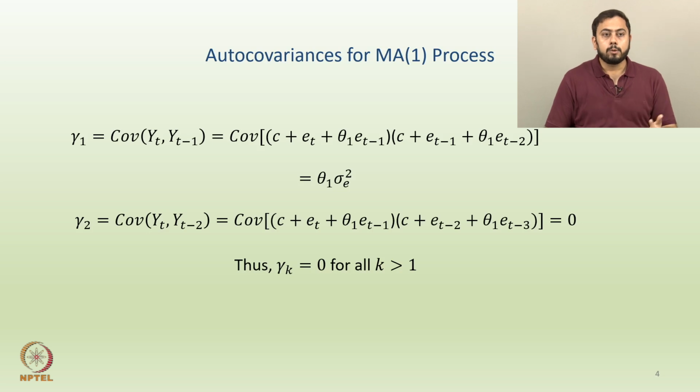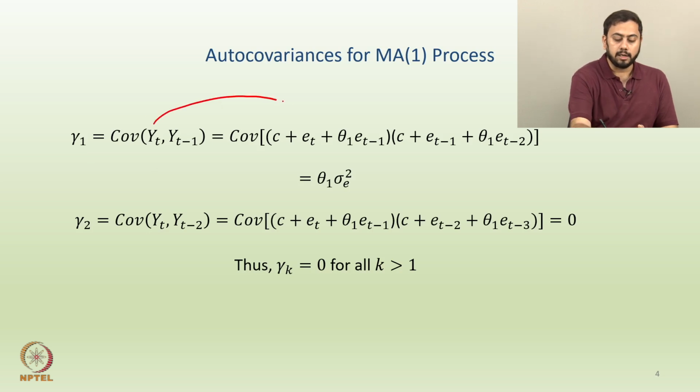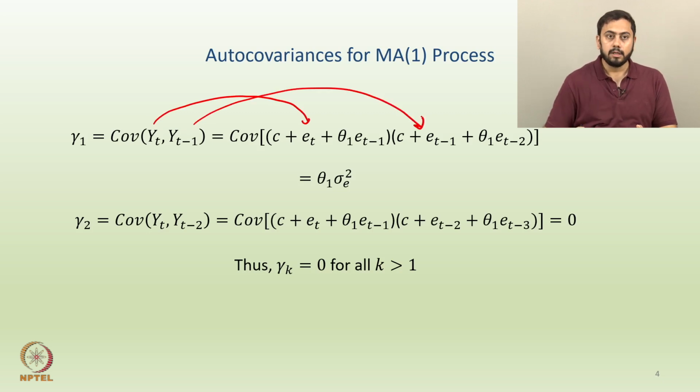Now how about the autocovariance function and then eventually the ACF function of a MA(1) process? For that, we can start by defining it at smaller lags. Let us say gamma 1. So gamma 1 denotes the covariance between Y_t and Y_{t-1}. Here I can replace the actual MA(1) model, so this is nothing but Y_t and this is nothing but Y_{t-1}.